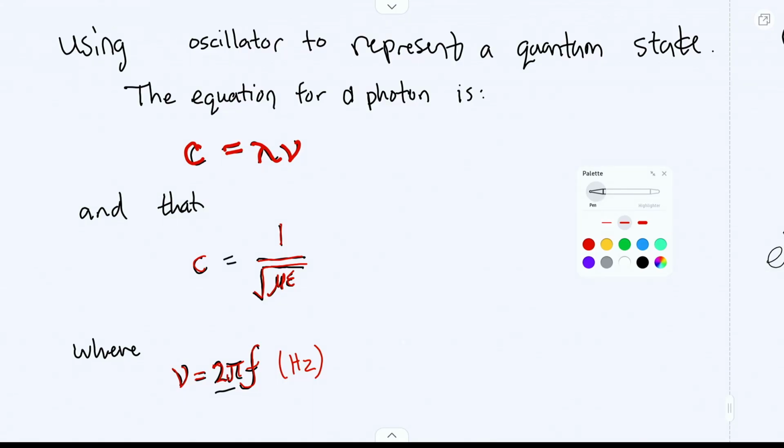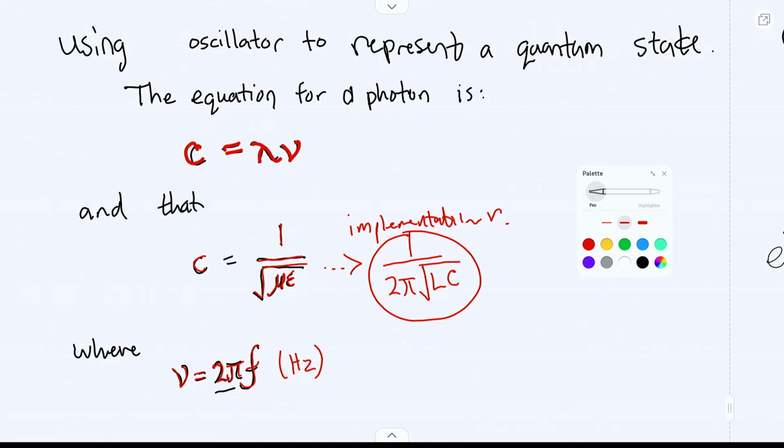Now, for those of you who are looking at the implementation, you might notice that this looks very similar to 2 pi over the square root of LC. A lot of oscillators are based on this design. So it gives you an intuitive sense of the relationship between these two quantities. Okay.